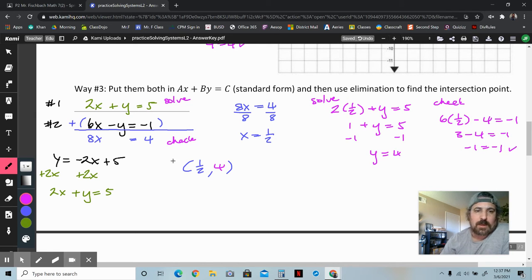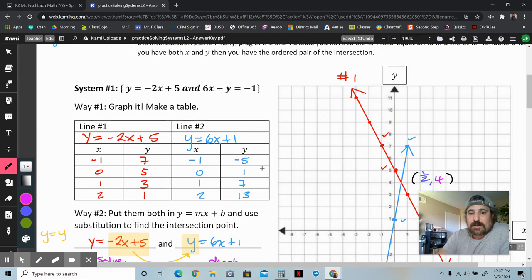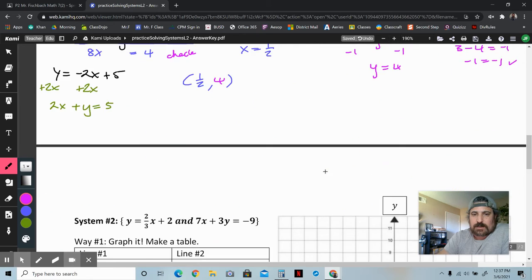Awesome. Okay, so this is the process that you're going to go through when you're doing these problems, and that's how you get the answers. All right, let's do the next one.